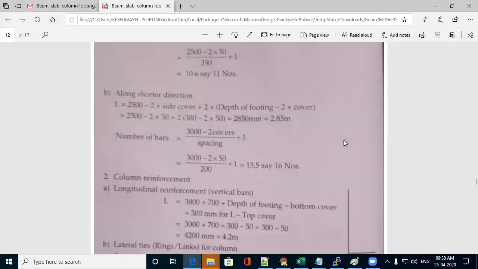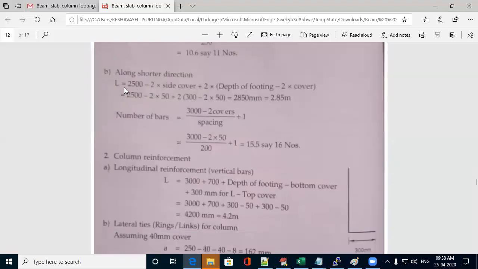Similarly, along the shorter direction the length is 2.5 meter. So it will be 2.5 minus 2 side covers, same thing, that is 2 times of depth of the footing minus 2 covers. When you substitute everything and calculate, you will get the length of the bars as 2.85 meter along the shorter direction. Number of bars along the shorter direction: you have to do the calculation with the longer span, that is 3 meter. 3 meter minus 2 covers divided by the spacing plus 1. If you do the calculation, it comes to 15.5. You can round it off to the next whole number as 16 numbers.